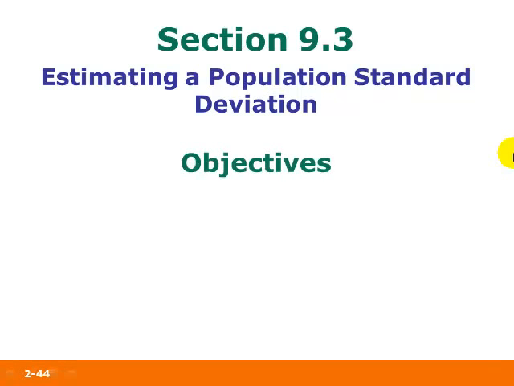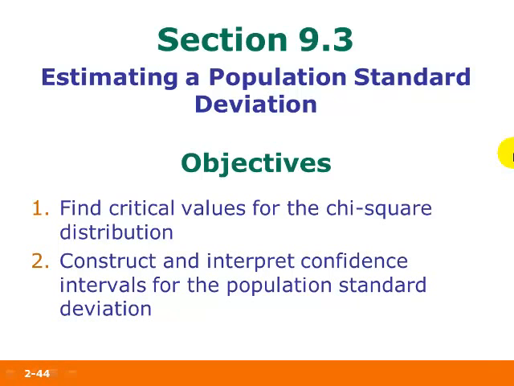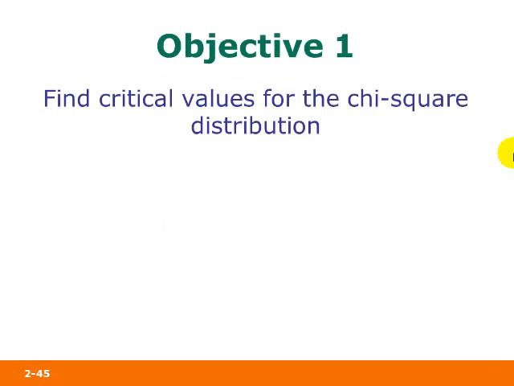The objectives in this section are: 1. Find critical values for the chi-square distribution, and 2. Construct and interpret confidence intervals for the population standard deviation. So objective 1 is to find critical values for the chi-square distribution.